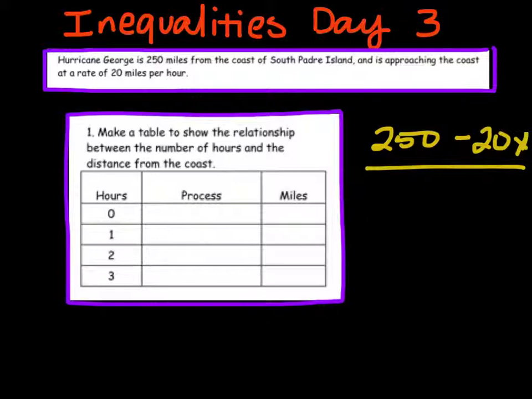So when I plug it in here, I'm looking for the process, and I'm going to plug in the number of hours that have passed. So for example, on the first one, I would start out with 250 minus 20 times 0, which would give me a result of 0 hours, or I'm sorry, 250 miles still away from the coast.